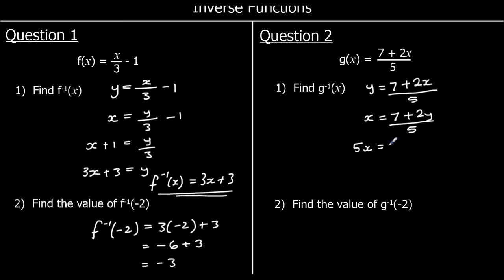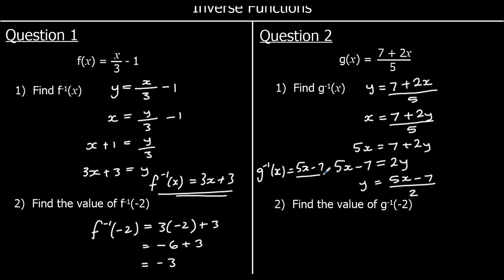5x equals 7 plus 2y. Take 7 away from both sides, 5x minus 7 equals 2y, and divide both sides by 2, so (5x minus 7) over 2. So that's our inverse function, and we can write that g inverse of x equals (5x minus 7) over 2.